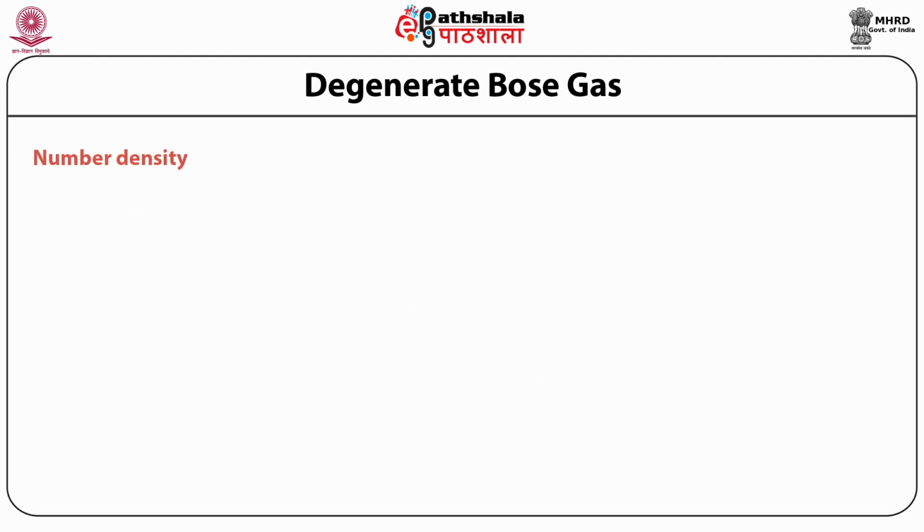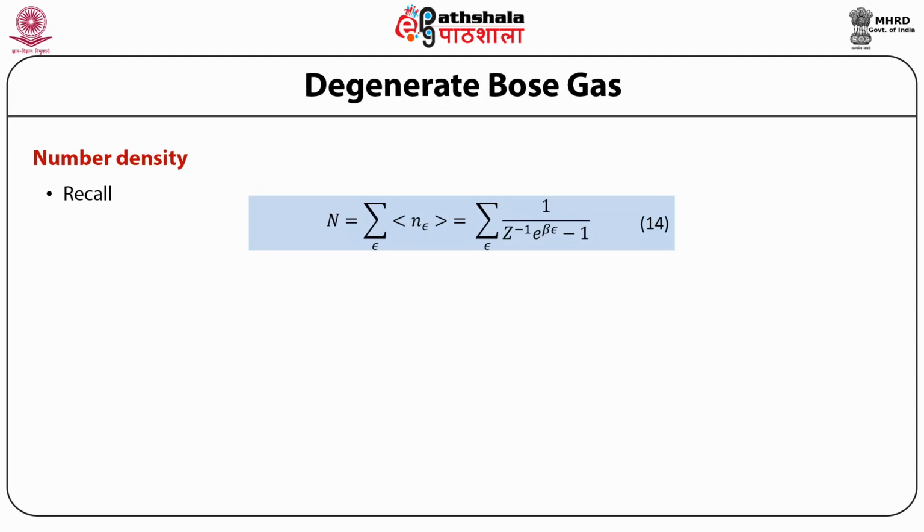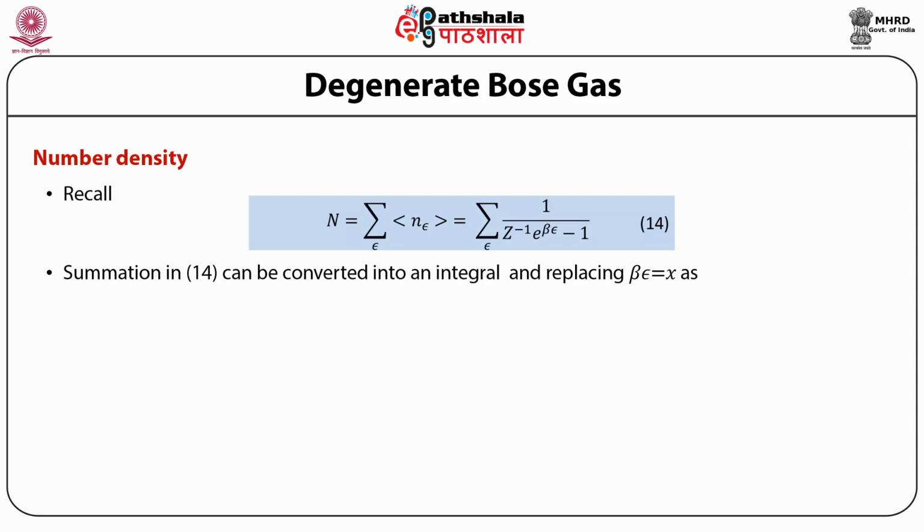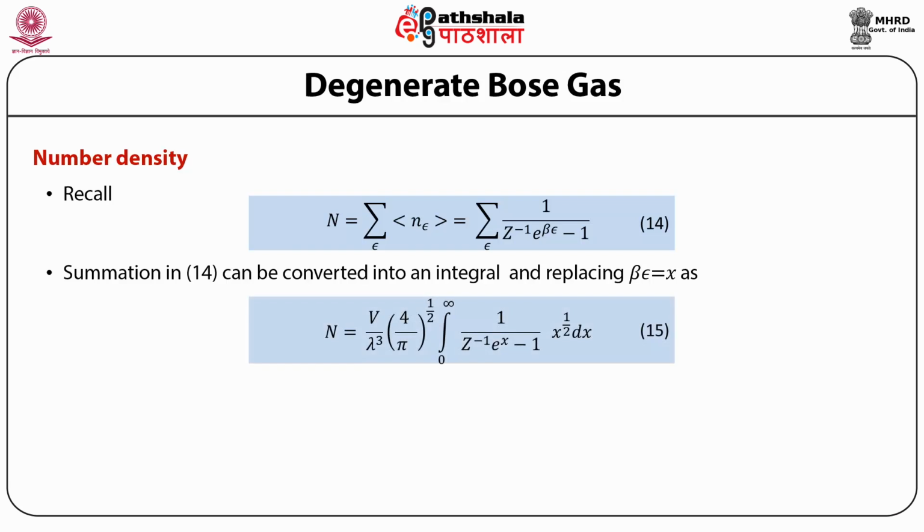Now let's look at number density. Recall the total number of particles N is equal to summation over epsilon of the average number of particles in each state, which is equal to summation over epsilon of 1 upon (z raised to power minus 1 e raised to power beta epsilon minus 1). Summation 14 can be converted into an integral, replacing beta epsilon is equal to x, as N is equal to v upon lambda cube into 4 upon pi raised to power half integral from 0 to infinity 1 upon (z raised to power minus 1 e raised to power x minus 1) x raised to power half dx.